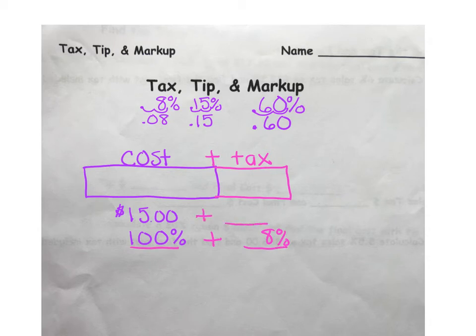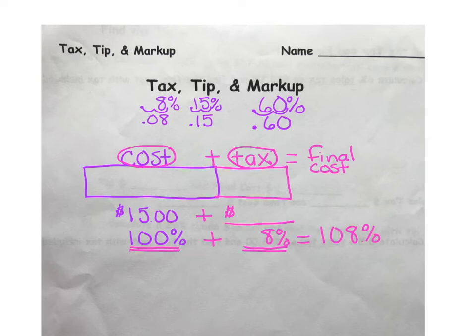Now, we don't know how much that is in dollars, but we know we have to calculate it using an 8% rate. We know that the cost with the tax added on will add up to our final cost. And if we look at our percentages, we know that 100% plus 8% means our final cost can be found at a rate of 108%. We're curious, how much is that tax? Once we get the tax, we can add it to the $15. So, let's use our formula. R times T equals P.